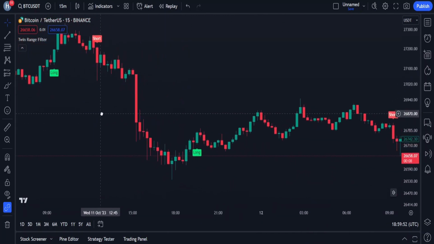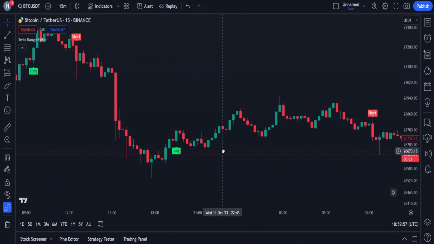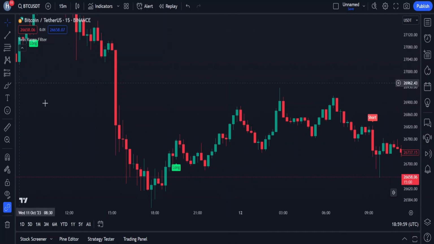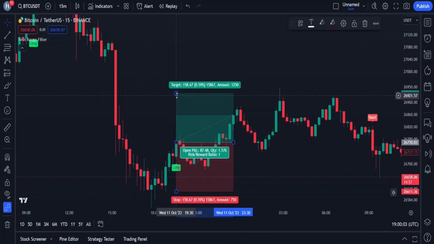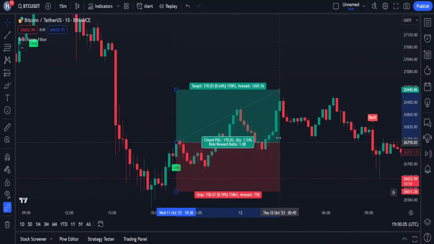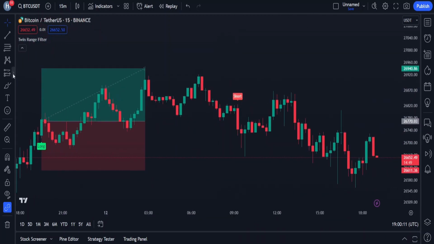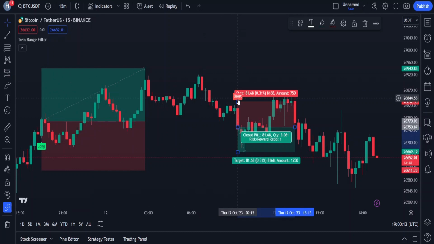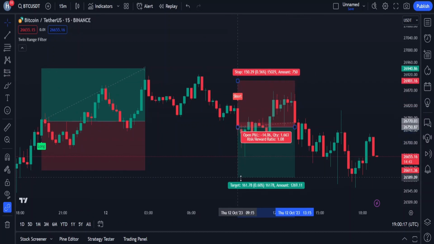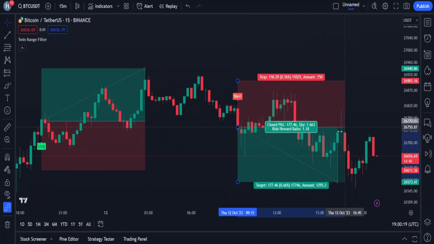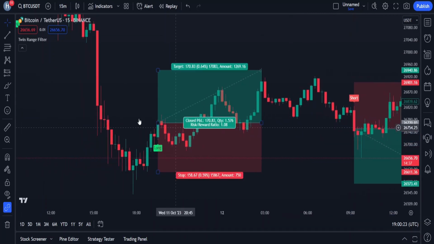You can enter a buy trade whenever the twin range filter indicator gives a buy signal. Like here, we see we got a buy signal from the indicator, so we can enter the trade here and open a profitable buy position. And also, whenever the indicator shows a sell signal, you can enter a sell trade. This indicator gives pretty good signals, but we could increase its win rate even more. And in order to do that, I'm going to use two other indicators for this strategy.